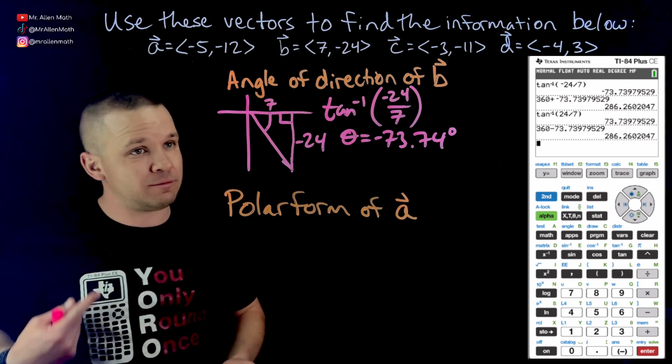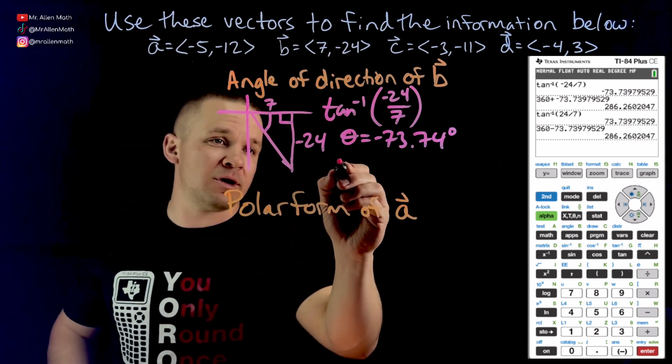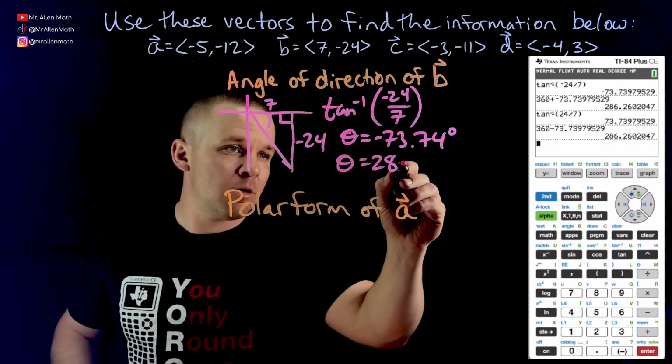Yo-ro. Arrow up. Get it? You only run once, right? Arrow up, enter. It subtracts it. So another acceptable answer here would be 286.26.